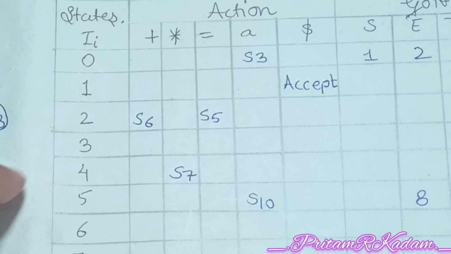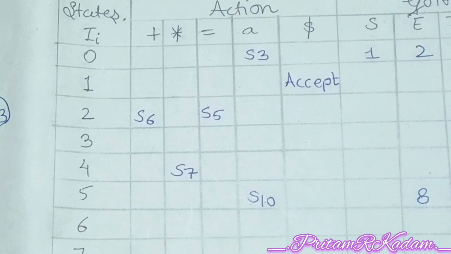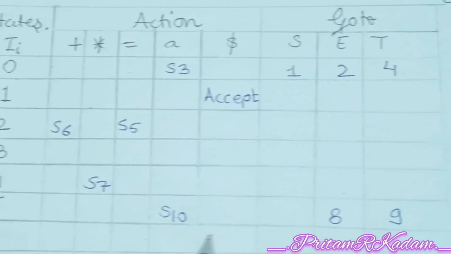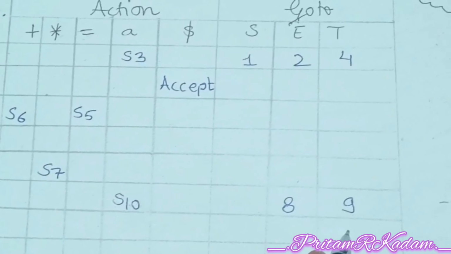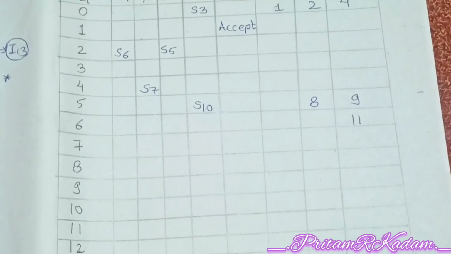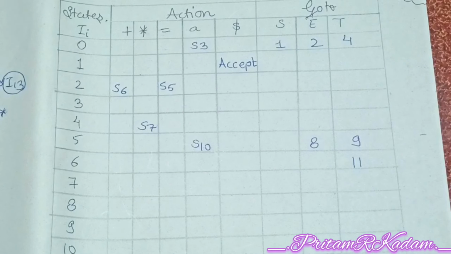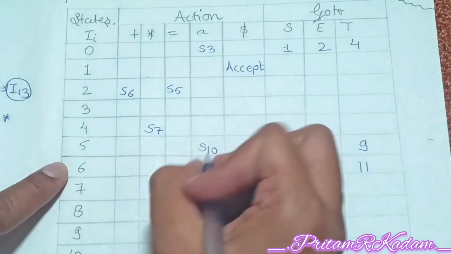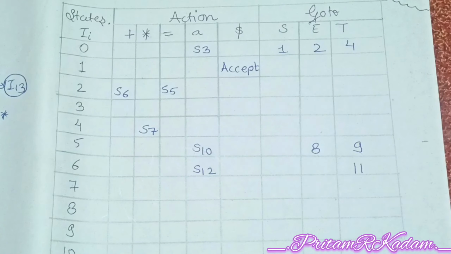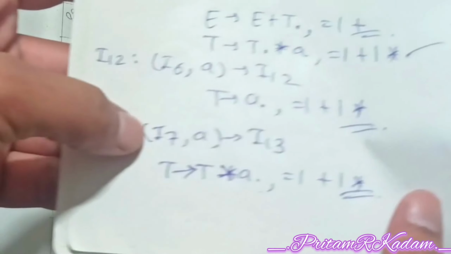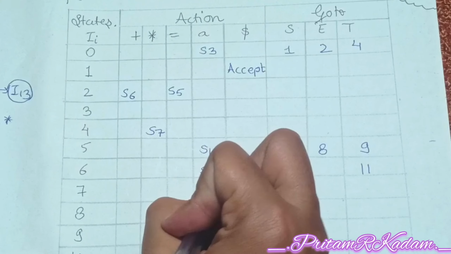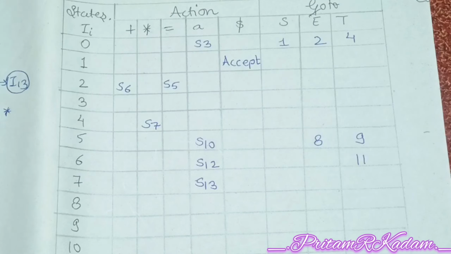Okay, so let us write S10 over here. So now for the next part, we will see where the state 11 will go. So I6 and under T. So I6 under capital T goes to 11. So let us write it down, 11. Now let's see for the 12th state. Okay, so I6 on small a goes to S12. Now for the next part, that is the 13th state, I7 on small a goes to S13.